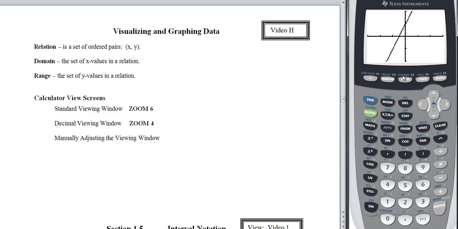Now, anytime I change my window, always do a zoom 6, and it will take it back to the standard window, and it will make your origin dead center. So that's all I need to talk about here. Domain and range we will talk about again, and I'll keep referring to zoom 6 and zoom 4.